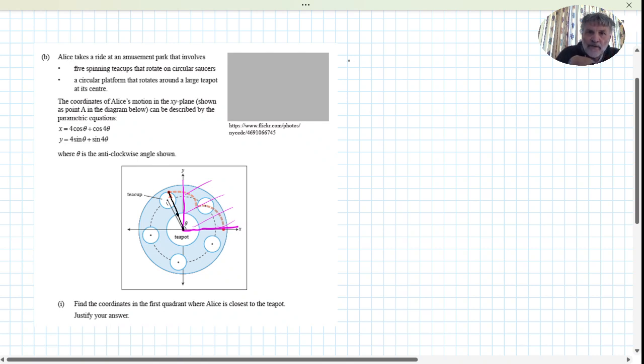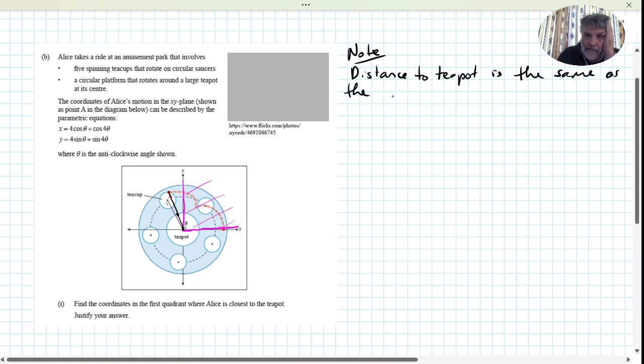But the distance to the center of the teapot is just the same distance, but with a radius added to it. So we can note to start with that the distance to the teapot is the same as the distance to the origin, subtract the radius of the teapot.